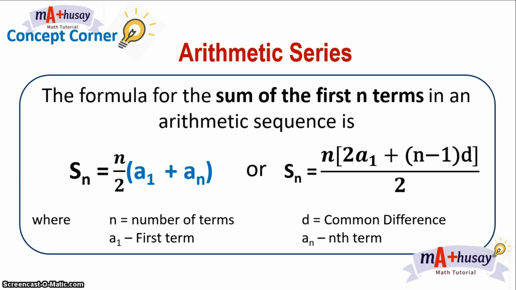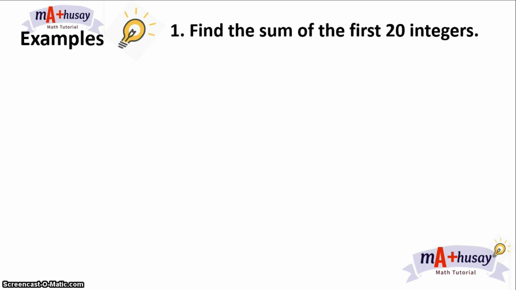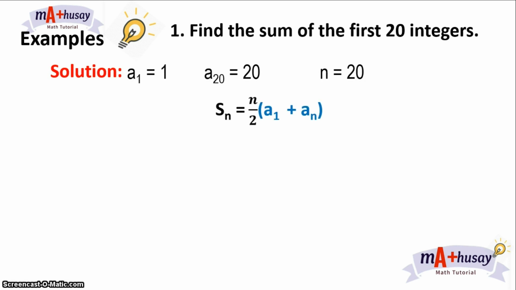So let's have example number 1. Find the sum of the first 20 integers. When you say 20 integers, you start with 1, 2, 3, 4, up to 20. Now, we know the first term is 1. We also know the last term of the first 20 integers, and that's 20. Now, we know that n is 20 because you're dealing with 20 terms in the sequence. So, we will use formula number 1.